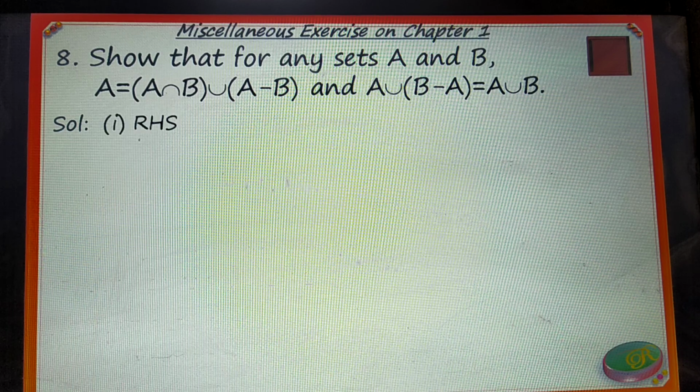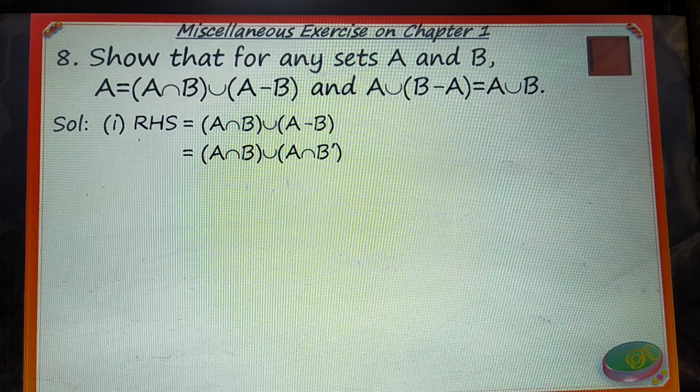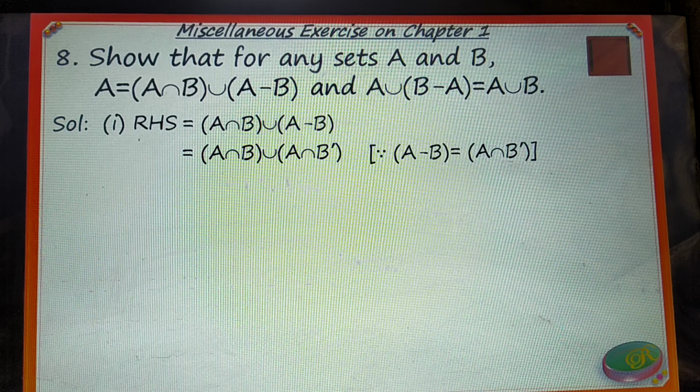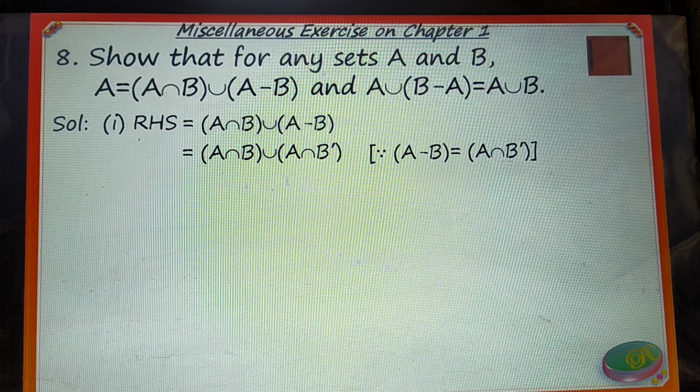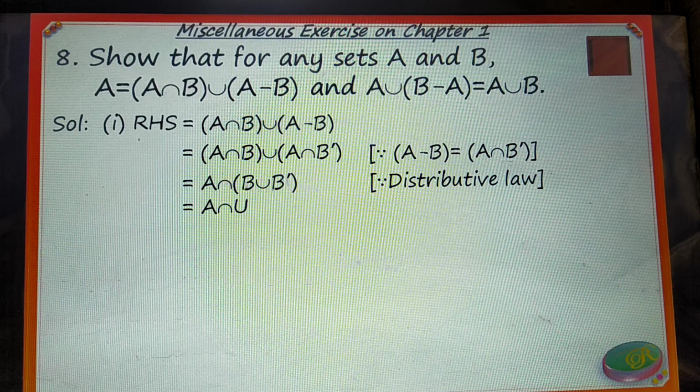RHS of 1 is equal to (A intersection B) union (A minus B), is equal to (A intersection B) as it is, union A intersection complement of B, because A minus B is equal to A intersection complement of B, is equal to A intersection (B union complement of B) by using distributive law, is equal to A intersection U, because B union complement of B is equal to U, is equal to A, is equal to LHS.